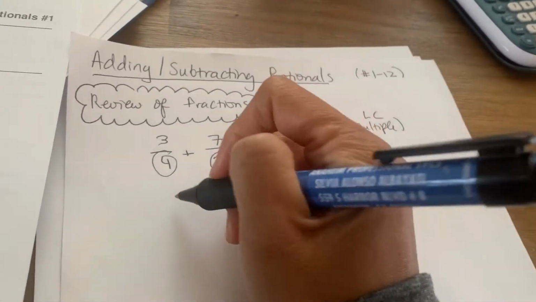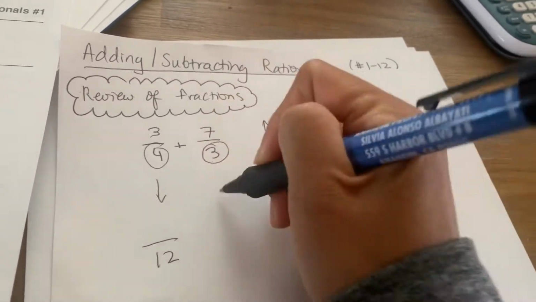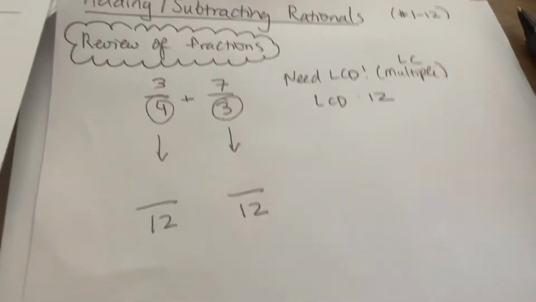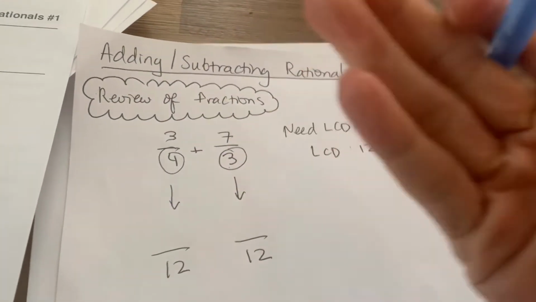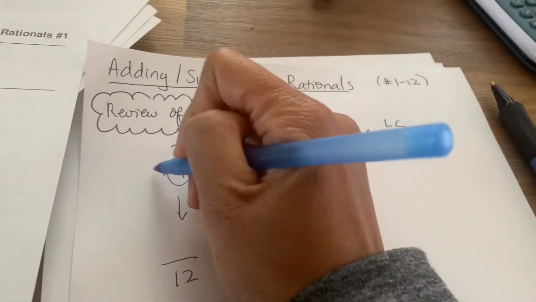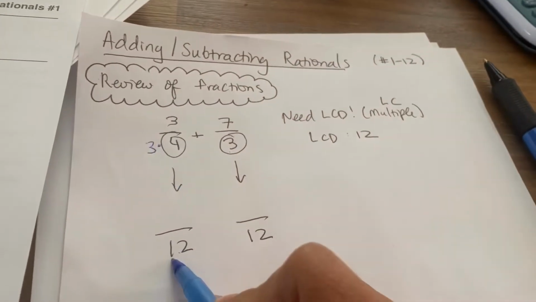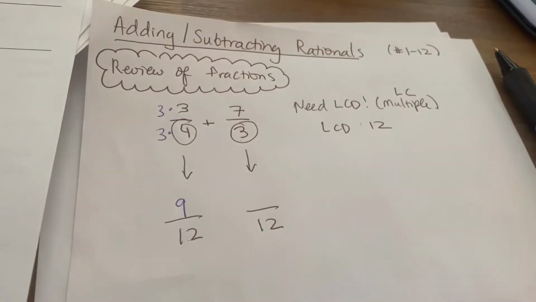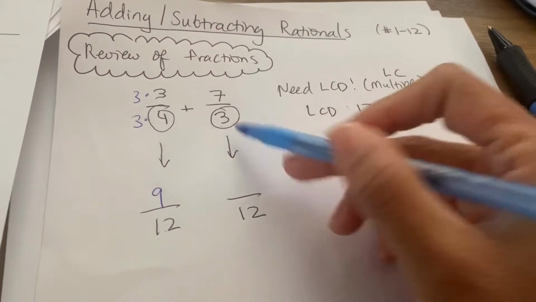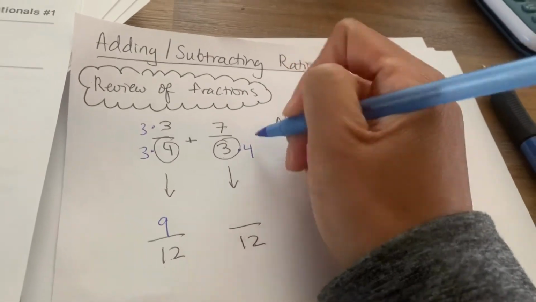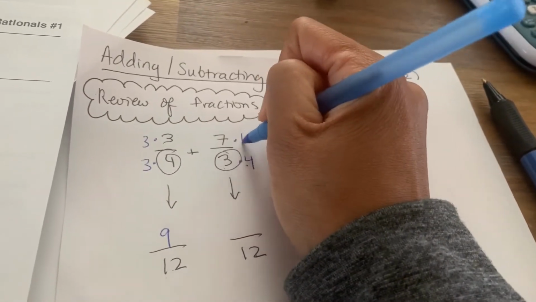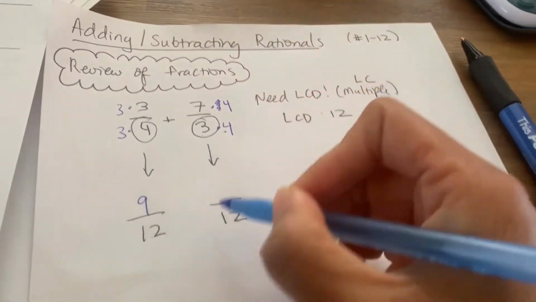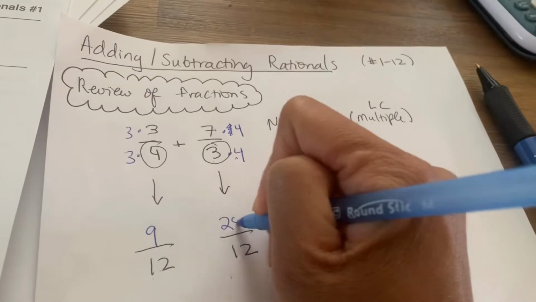And we rewrote it with 12 in the denominator. In order to change from a 4 to 12, I needed to multiply by 3. So 4 times 3 is 12, and whatever you do to the bottom, you must do to the top. So 3 times 3 is 9. Same thing to go from 3 to 12, I need to multiply by 4. Whatever I do to the bottom, I must do to the top. That's the rules of fractions, the rules of math. 3 times 4 is 12, and 7 times 4 is 28.